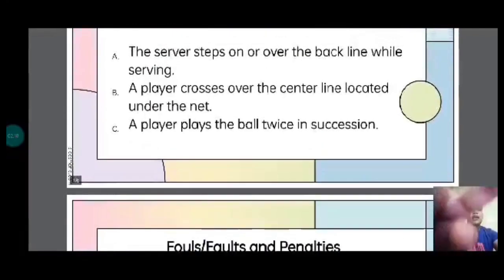Next one is a player crosses over the center line located under the net. So we have a four-square corner volleyball court, and there's a net on the center of the game. The player is doing a service, and both sides, both opponents, are doing the rally.